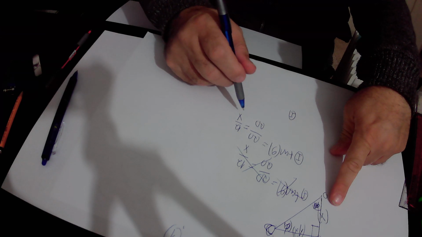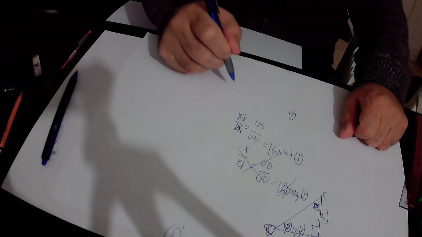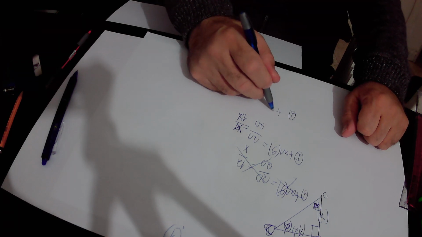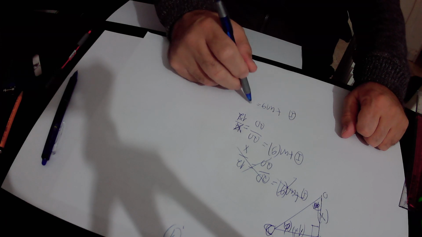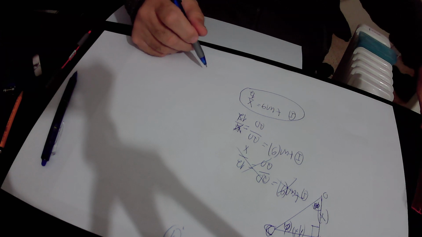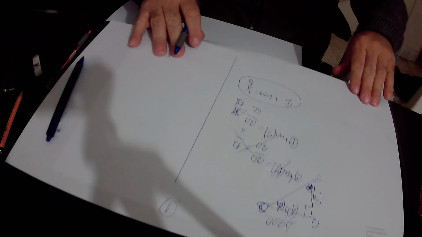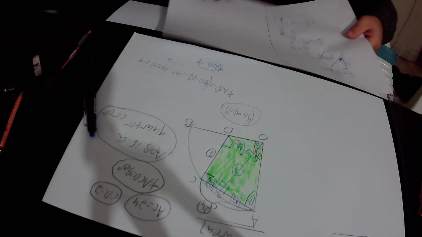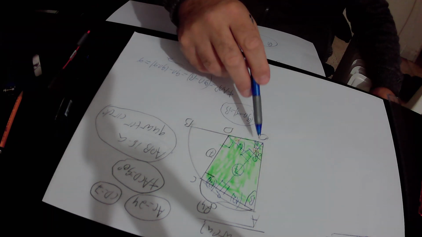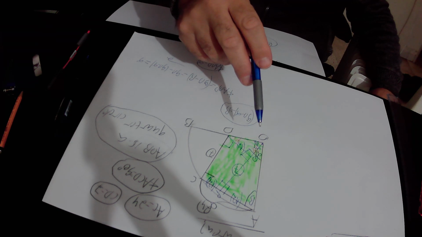QO is x and QD is 12. So in conclusion, we found out that tangent alpha equals x over 12. In the next step, I'll copy the right triangle APO in a new page and we'll find out the value of tangent alpha in this right triangle APO.